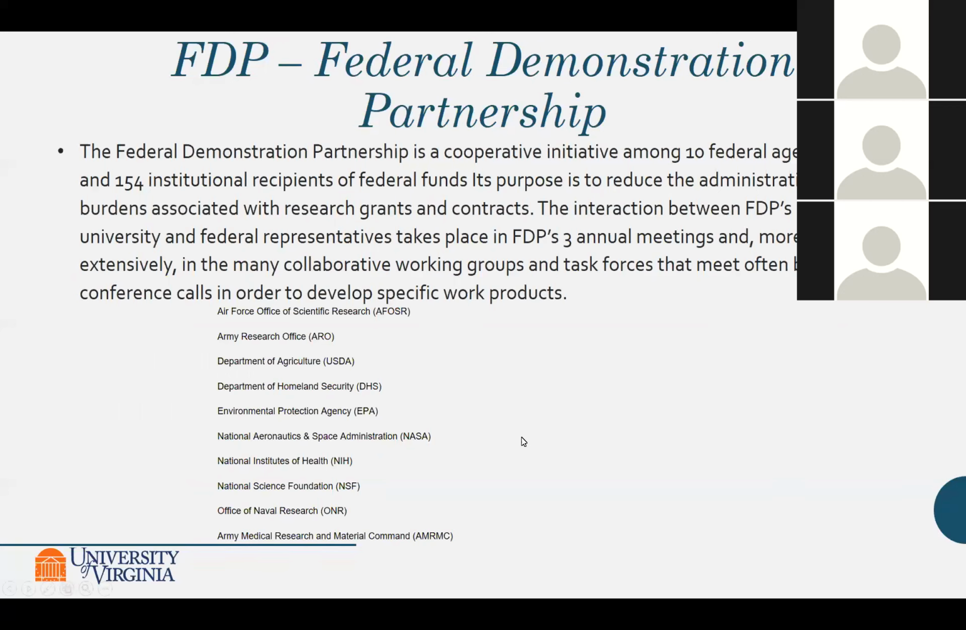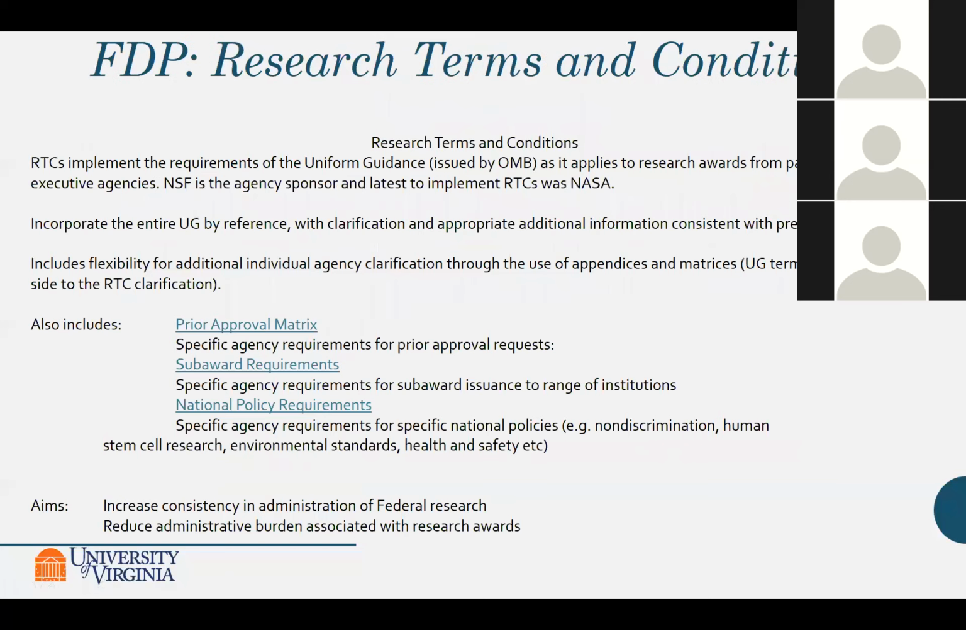Here's a list of some of the 10 federal agencies. And very good news for us, a lot of the ones we work with the most, NIH, NSF, ONR, NASA, are members of the FDP. And one of the benefits of that is there is the FDP research terms and conditions, including the prior approval matrix.